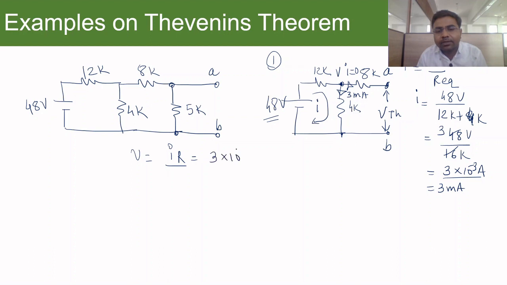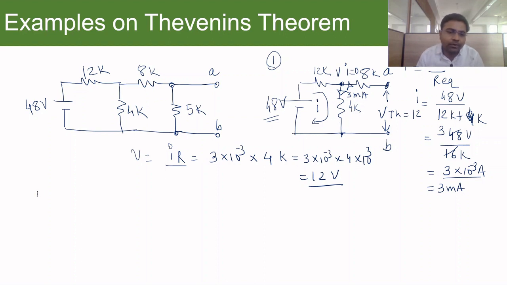3 milliampere. And what is my resistor? It is 4 kilo ohm. So 4 kilo ohm is nothing but 3 milli into 4 into kilo, so this will become 12 volt. So 12 volt is the Thevenin equivalent voltage. This voltage will be the same as the one available at the 4 kilo ohm resistor.